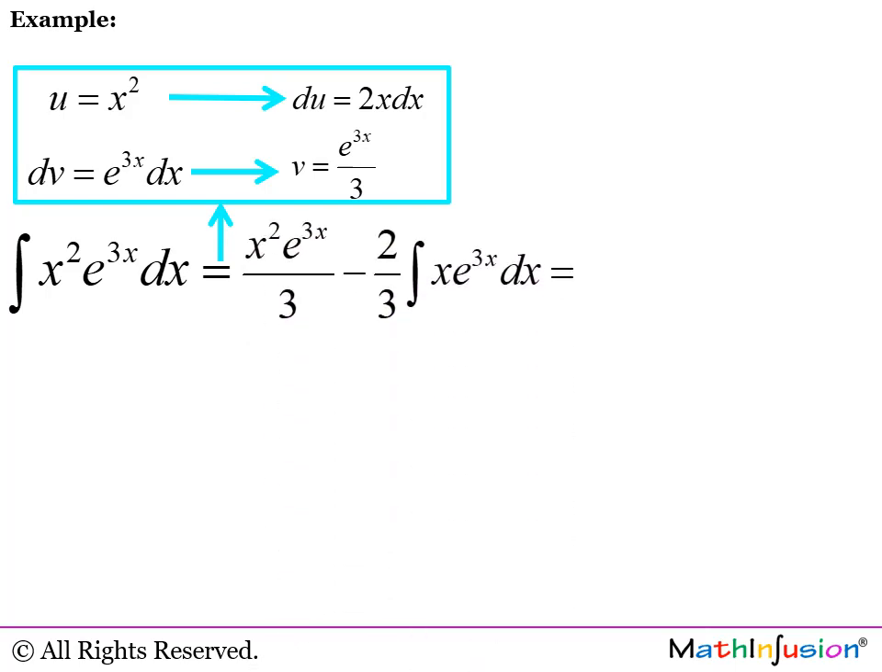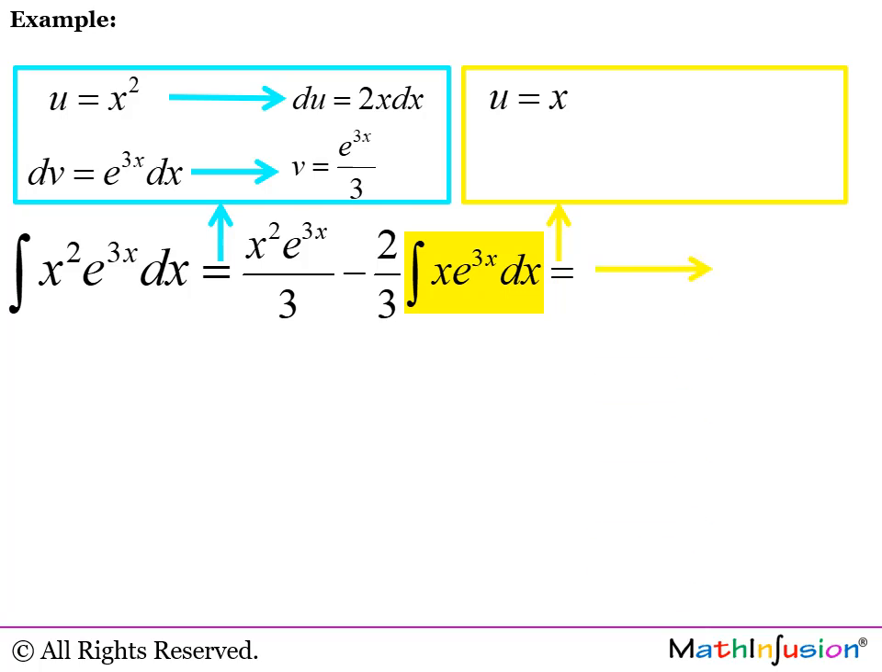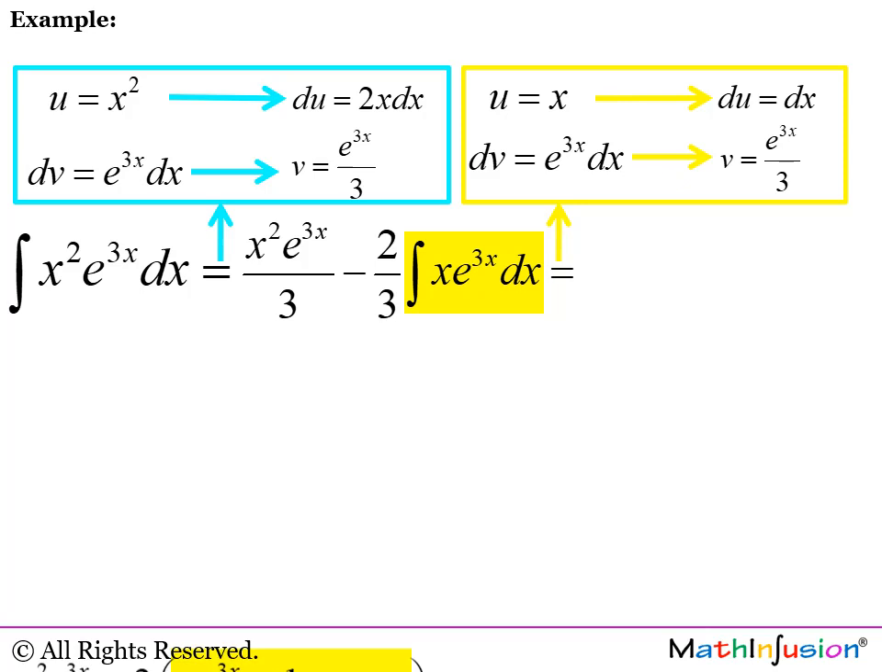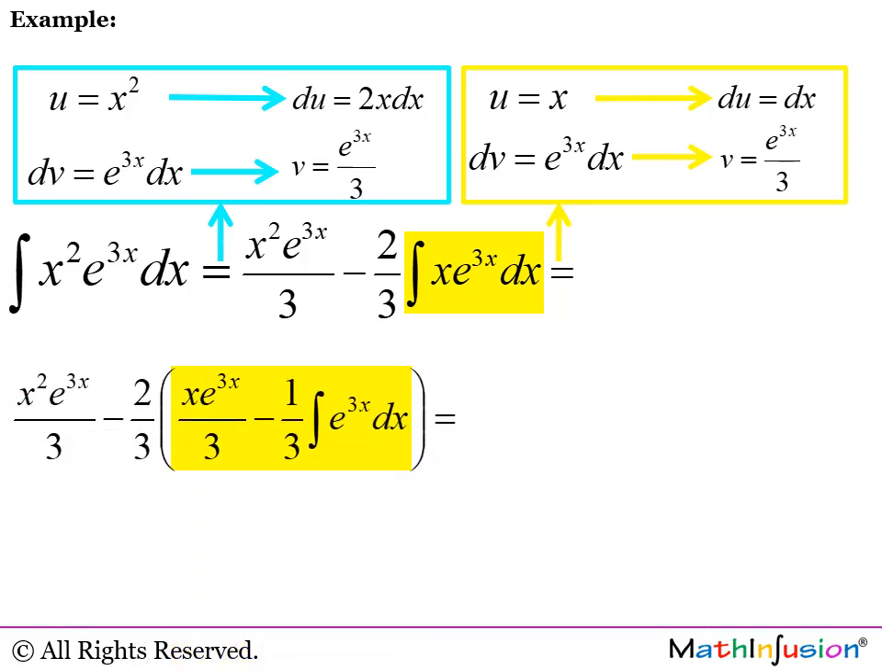So here is the setup. Now you can see that I still have to work this out, so I'm going to do by parts again. u now equals x, so du is dx. dv is exactly as before, so v is exactly as before. So again, you have to be very, very picky about your algebra. Brackets, parentheses, use all that. And we get that.